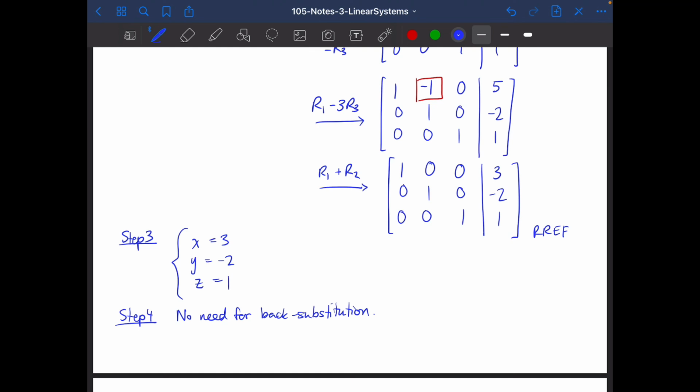So I can write the solution. The solution to the system is x, y, z equals 3, minus 2, 1. By reducing the augmented matrix all the way to reduced row echelon form, we eliminated the need for the back substitution step.